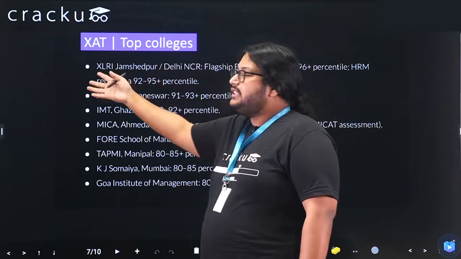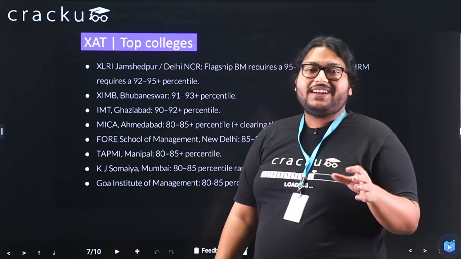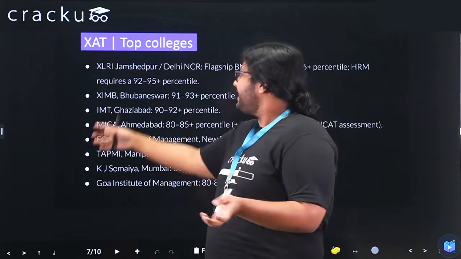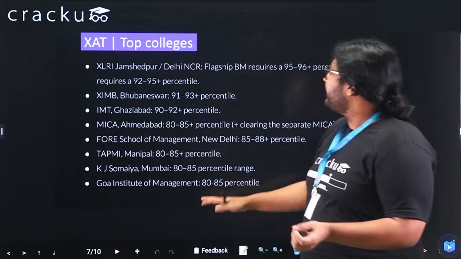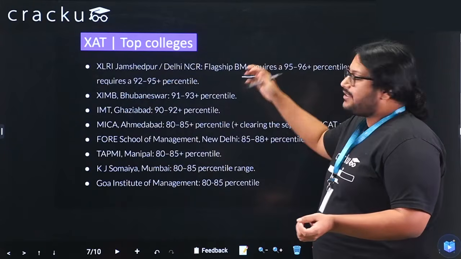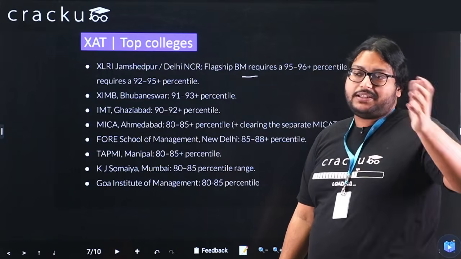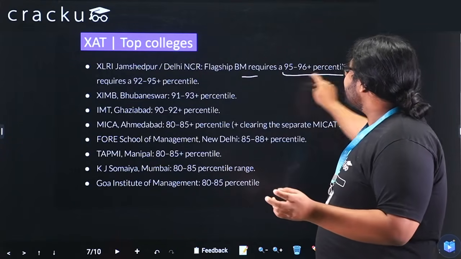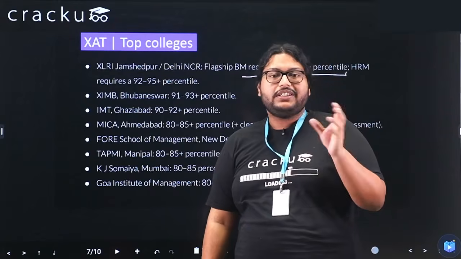Now we look into the top colleges. If you are someone who's preparing for that, obviously the dream is XLRI Jamshedpur. They also have a campus in Delhi NCR. They offer BM, which is business management, the MBA in business management. That requires a 95 or 96 percentile plus. That is for engineering males.